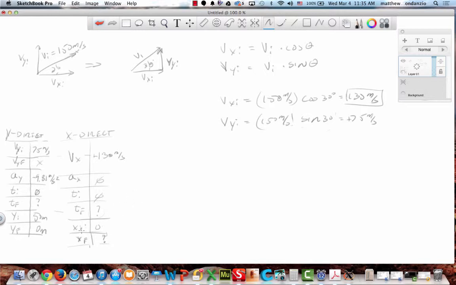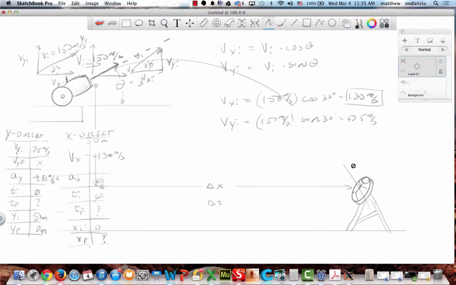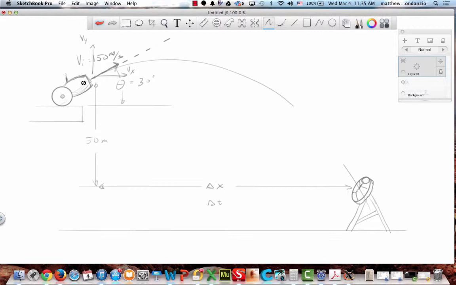What's the connector between these two motions? The time it takes. The time it takes for the cannon to get to the horizontal position of the target is the same time it's going to take to go down the 50 meters.